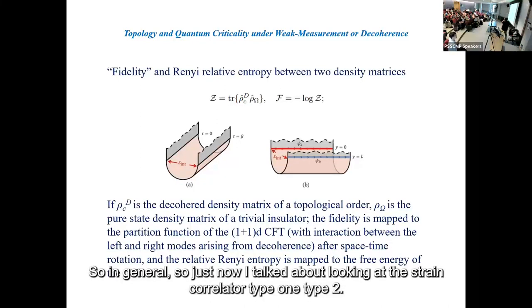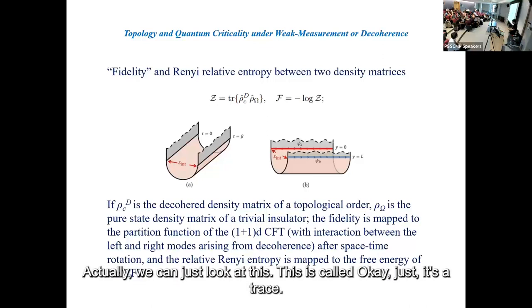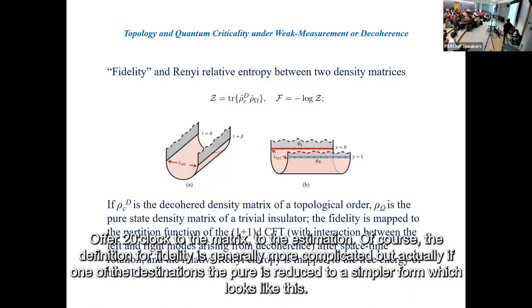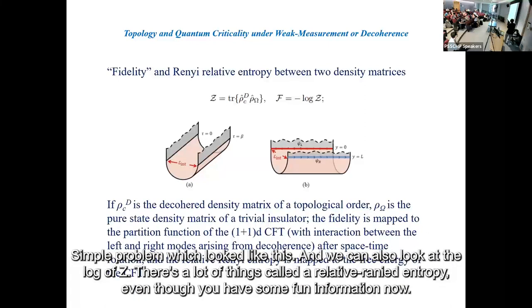Okay, so just now I talked about looking at the strain correlator type 1 and type 2. Actually, we can just look at this. This is called fidelity. It's the trace of two density matrices. Of course, the definition for fidelity is generally more complicated, but if one of the density matrices is pure, it reduces to a simpler form, which looks like this. And we can also look at the log of Z, which is called the relative Renyi entropy, which has a quantum information name.